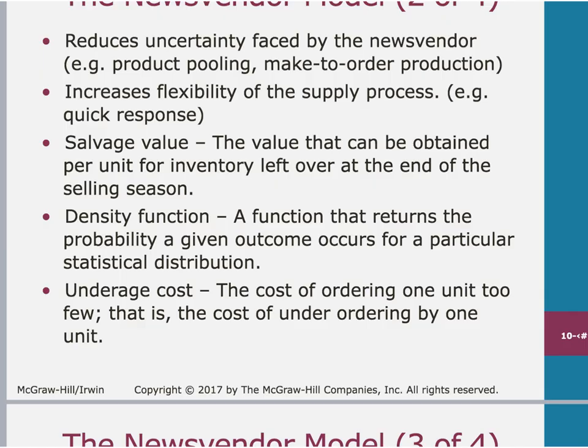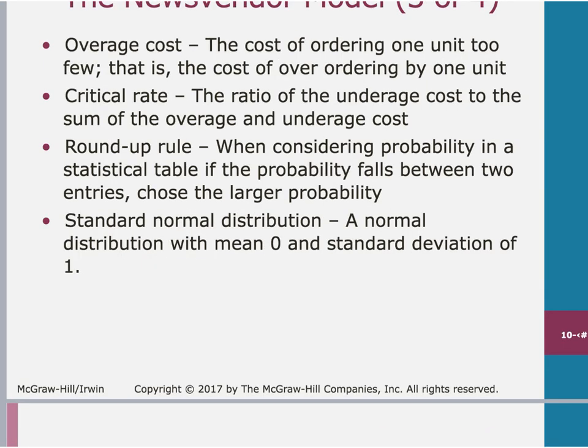The salvage value is the value that can be obtained per unit of inventory left over at the end of the selling season or at the end of the day. The underage cost is the cost of not ordering enough inventory, so that means you've run out of stock. And then the overage cost is the cost of ordering too many units where you have extra inventory at the end of the day and now you have to destroy it or sell it or salvage it. And then the critical ratio is the ratio of the underage costs to the sum of the underage and overage costs.